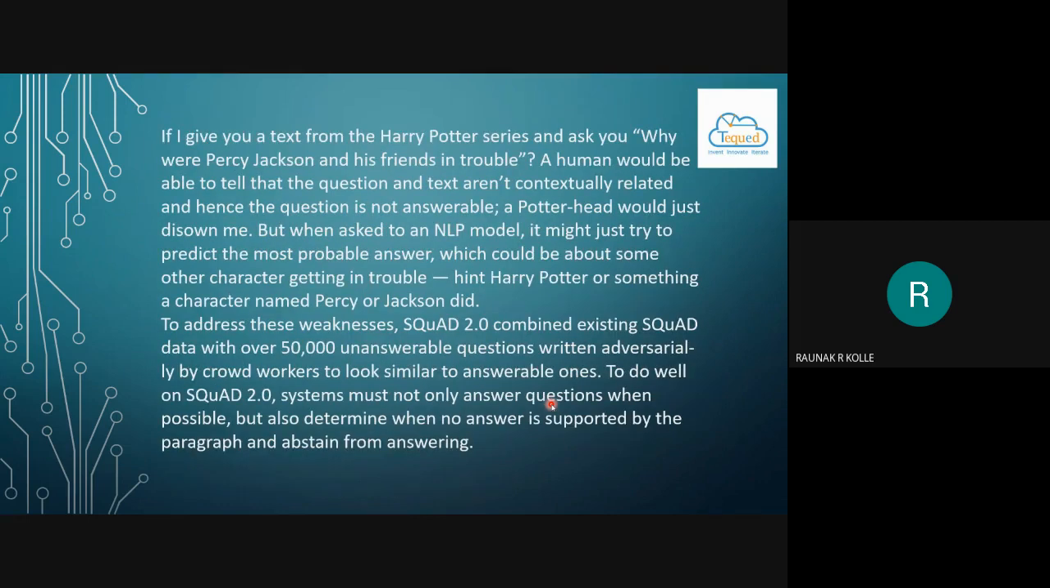If I give you a text from the Harry Potter series and ask you why did Percy Jackson and his friends fall in trouble, a human would be able to tell that this question and text aren't contextually related because it belongs to two different sets, right? The set of Harry Potter books and the set of Percy Jackson books. And hence it's not answerable. A Potterhead would directly disown me here, but when asked to an NLP model, it might just try to predict the most probable answer, which could be about some other character getting in trouble.